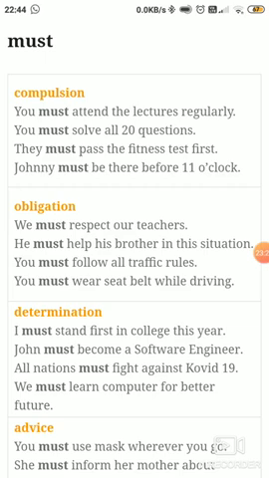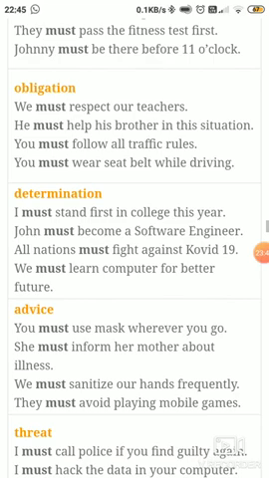Obligation. We must respect our teachers. He must help his brother in this situation. You must follow all traffic rules. You must wear a seat belt while driving. Determination.